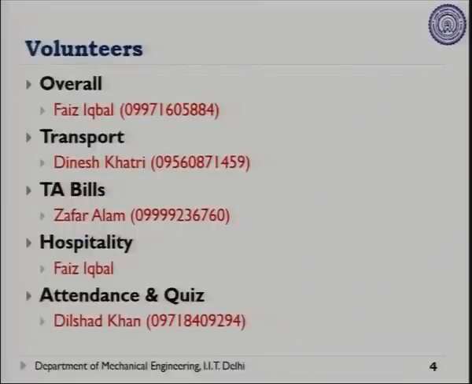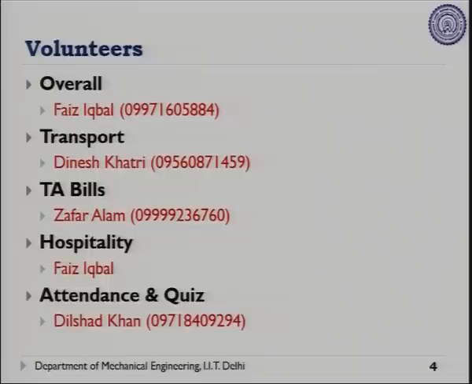Then for all your help, I would like to thank all my students and project staff who have been on the job for the last 10 days, 15 days. And I would like to give their mobile numbers to you. In case you need any kind of help, please note down these numbers. Though I have already circulated Faiz Iqbal's number by mail to you, and I am sure he has been helping you reach this room till now. Faiz Iqbal is taking care of the overall responsibilities of coordination.